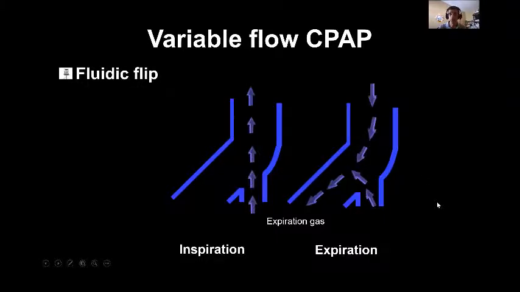The fluidic flip: when the patient breathes in from the port of the circuit coming from the machine, it goes to the nose. But the generator at the nose is designed in a way that when the patient breathes out, the flow from the machine goes out. And therefore, when the patient breathes out, they will not breathe against the machine. And therefore, you have decreased work of breathing. So during inspiration, he will get the pressure. During expiration, he will not get the pressure. And that's what we call variable flow CPAP.